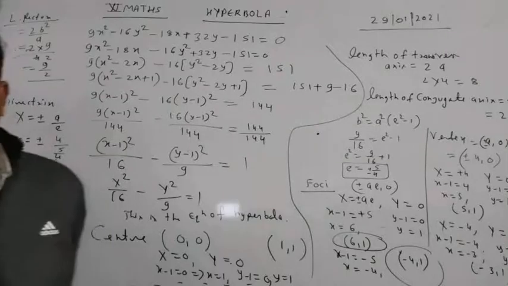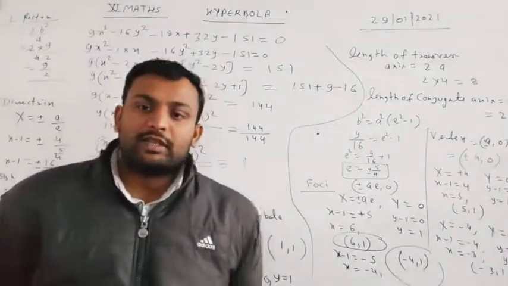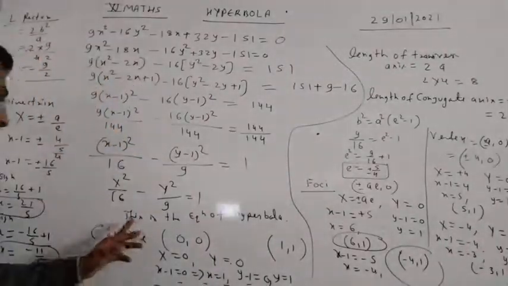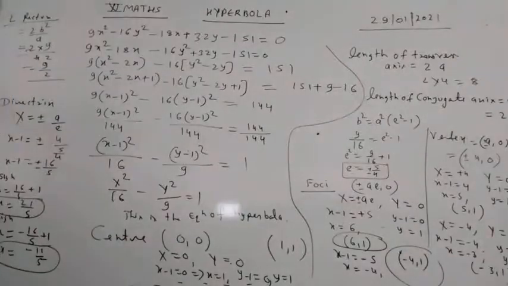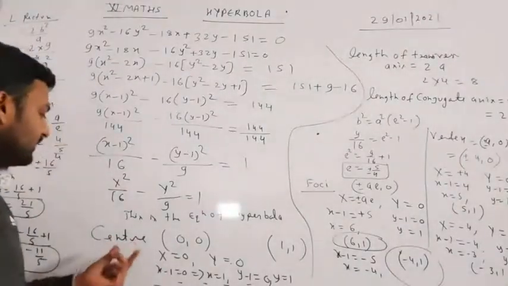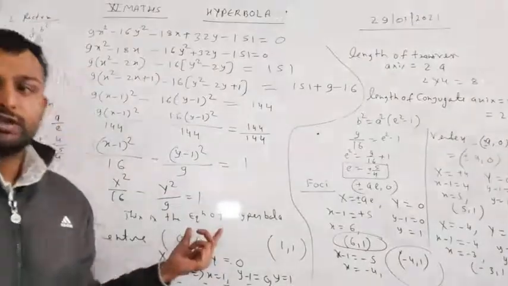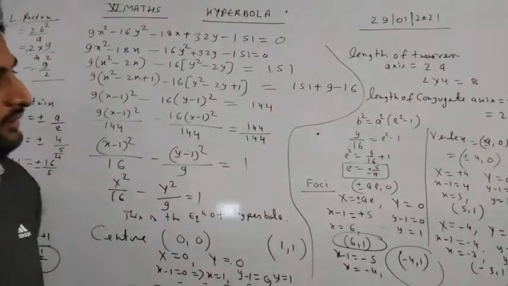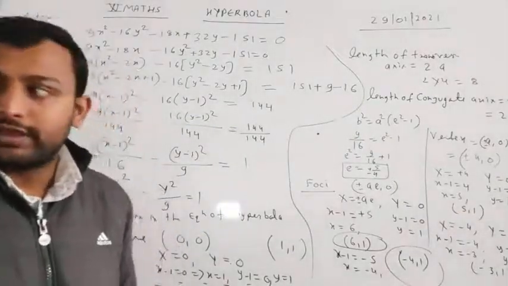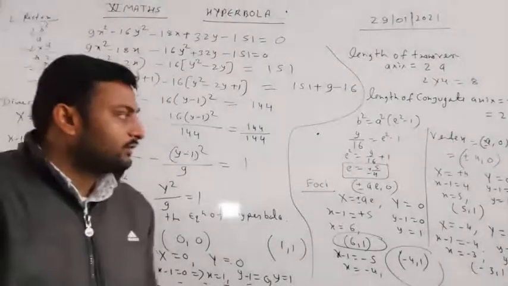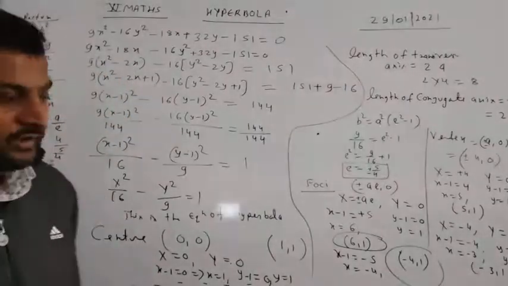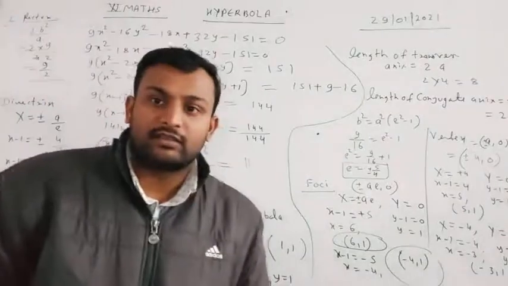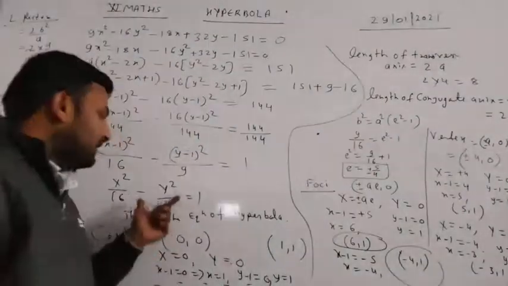And you know the hyperbola in standard form is x square by a square minus y square by b square is equal to 1. So this is our standard equation of a hyperbola. So this is the first part which we have proved. Now we have to find the center, length of the transverse axis, length of the conjugate axis, its eccentricity, its focus, its vertex, directrix and latus rectum. These are the things we have to find out from this information.